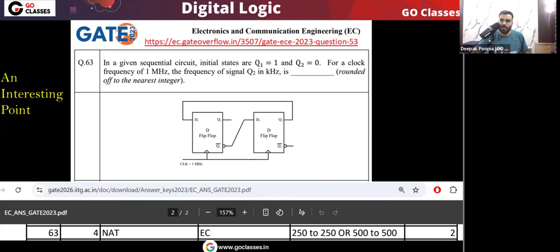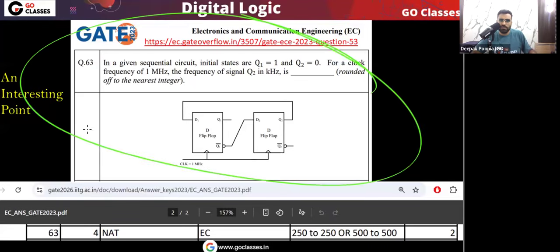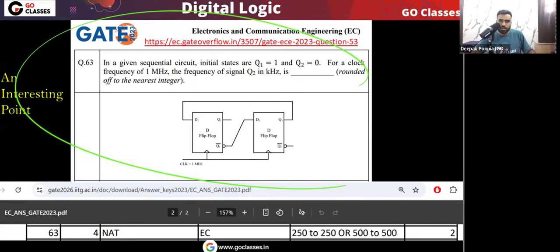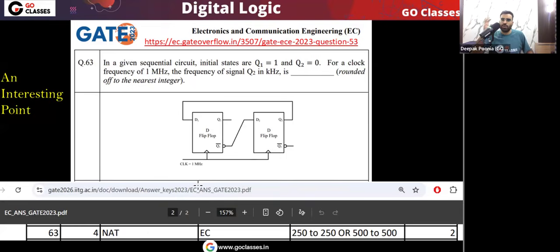How is it possible? We have already solved this question, and after solving it we did not find any ambiguity. Do you agree? We found that the answer is 250. So if you write 250, that will be correct, no problem. But they are also saying that 500 will be considered correct. If you answer 250 or 500, you will get marks, otherwise you will not.